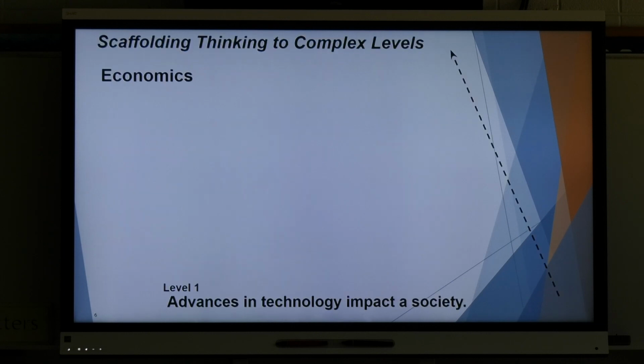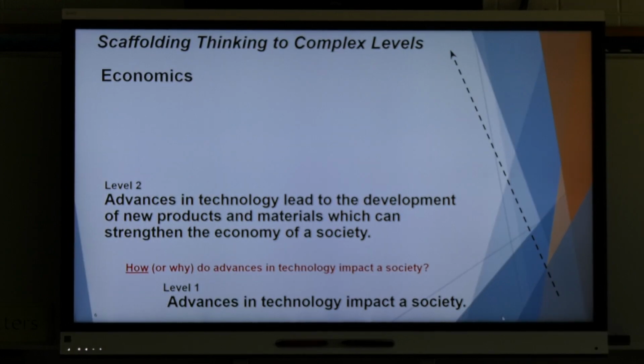I'm going to give you one more example. Again, impact, we try to avoid the word impact because we always want to ask, well, how? How does it impact? Why does it impact? I'll let you read that one.